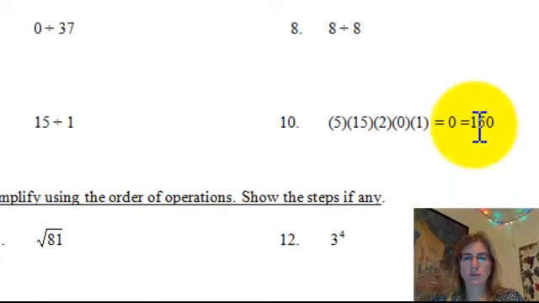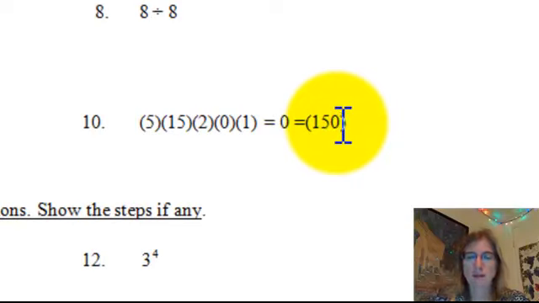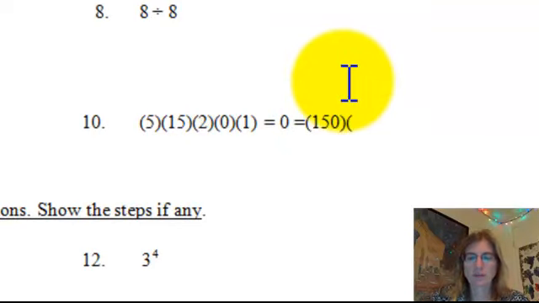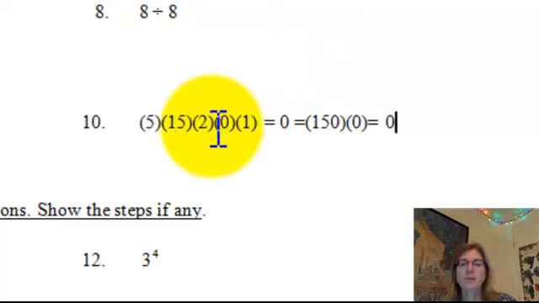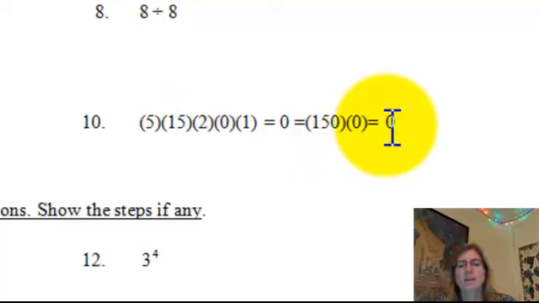Maybe I just went too fast. All I did to get 150 was multiply all of those numbers shown, other than the 0, because then the 0 is still left, and you have an answer of 0. So whether you notice this right away and the answer is 0, which is great because you understand the principle, or whether you work it all the way out, you still get the answer of 0.